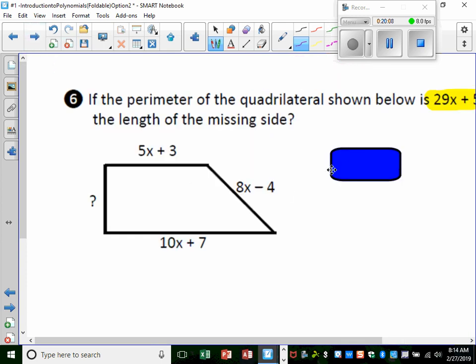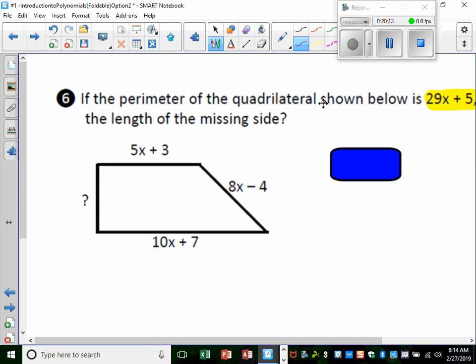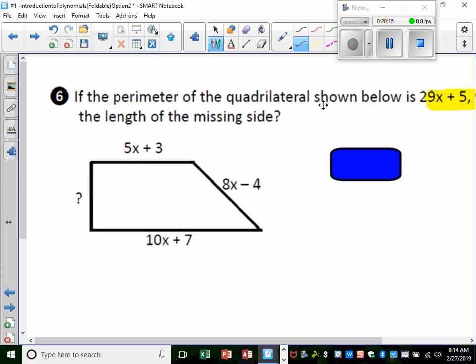Okay, so here, what they want you to do is they tell you the perimeter and you have to figure out what this side equals to. So they tell you the total should be 29x plus 5. So what do you think you would do? Yes. Very good. So you will add all these together. Okay, take that and subtract it from the 29x plus 5 and see what's left. So I'm going to give you time to do that.